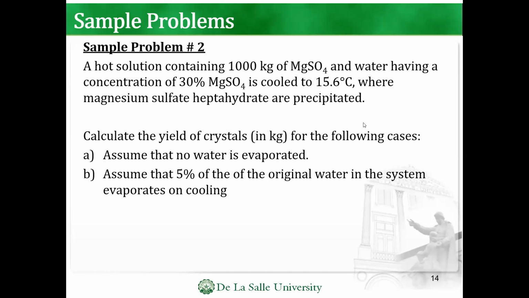In here, number two, a hot solution containing 1,000 kilograms of magnesium sulfate and water having a concentration of 30% magnesium sulfate is cooled to 15.6 degrees Celsius, where magnesium sulfate heptahydrate is precipitated. So you can see in here that it is hydrated crystals. So calculate the yield of crystals in kilograms for the following cases.